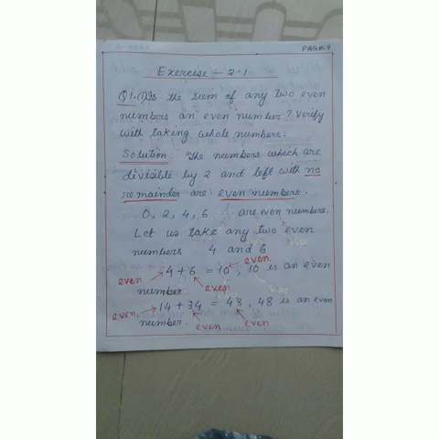Again, we shall take another even number, 14 and 34. If we add both the numbers, we get 48. 48 is also an even number. So the sum of two even numbers will give us an even number.